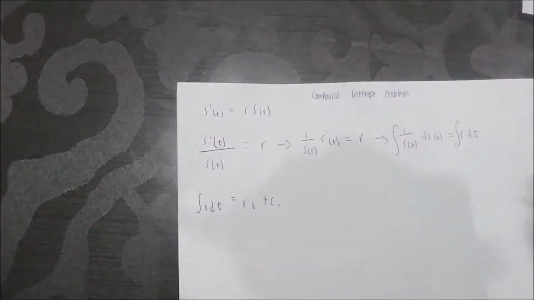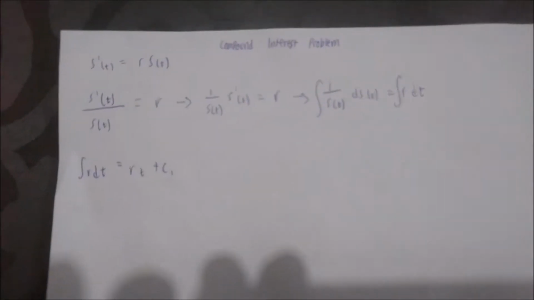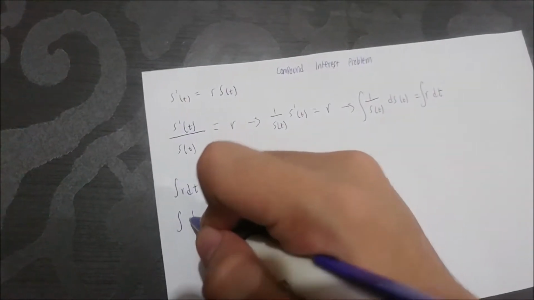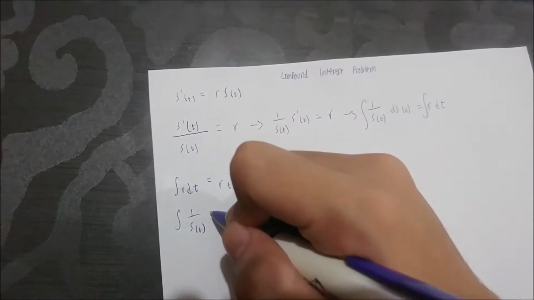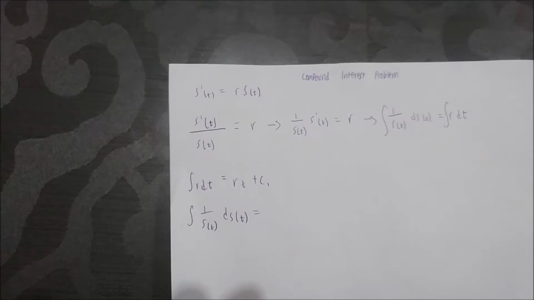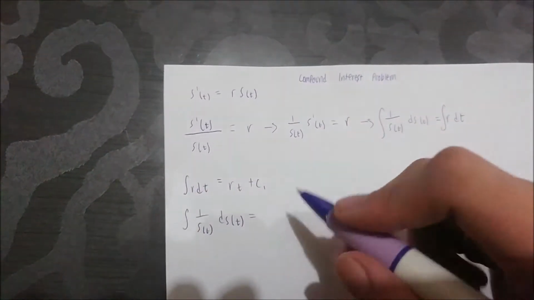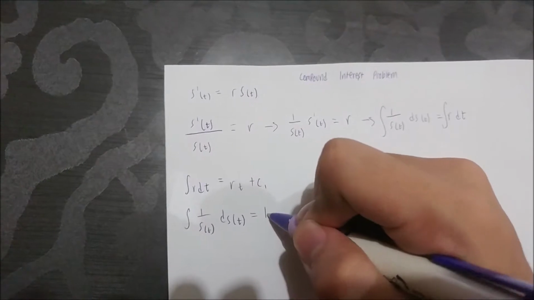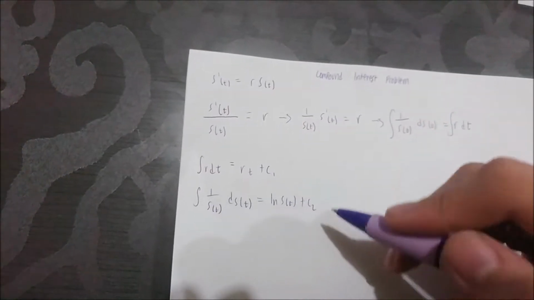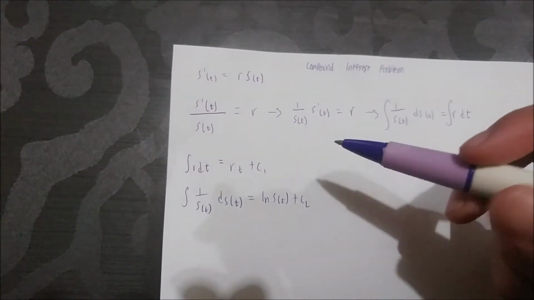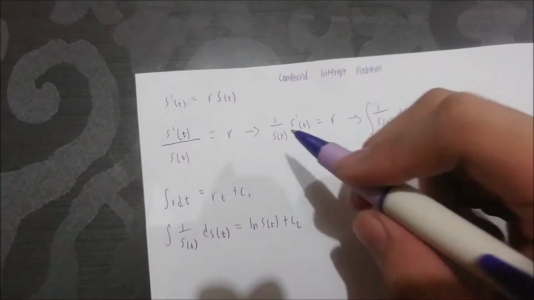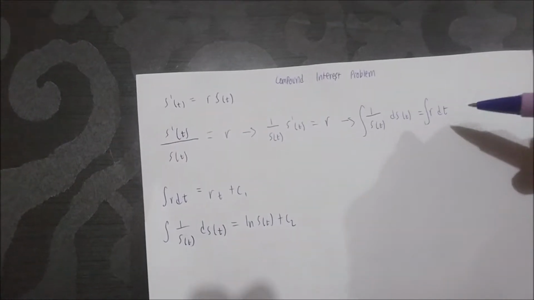Alright, let's put c1 because we're also going to integrate the second one, which is the integral of 1 over s of t ds of t. Skipping all the parts, this will equate to the ln of s of t plus c2. Don't forget the constants, because since you are integrating, you must always put the constant at the end. So now we have both integrated parts.